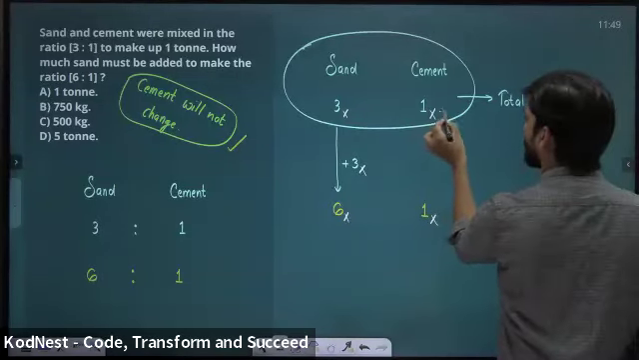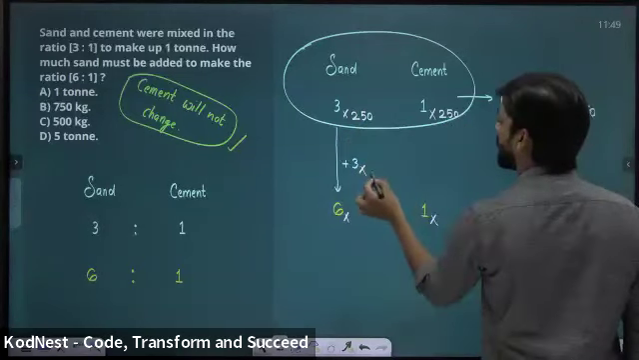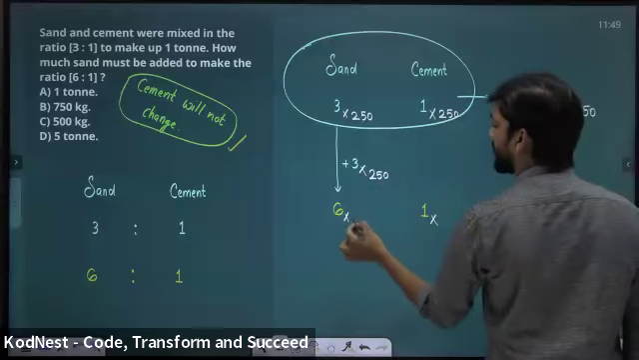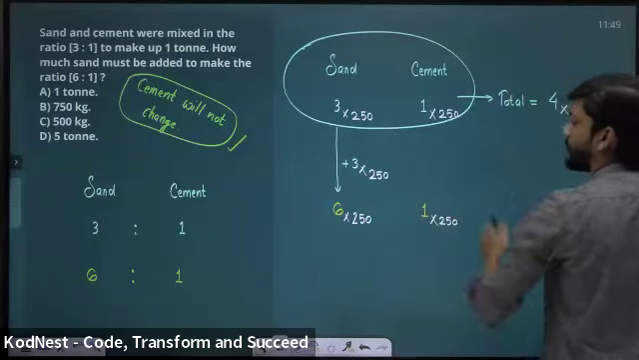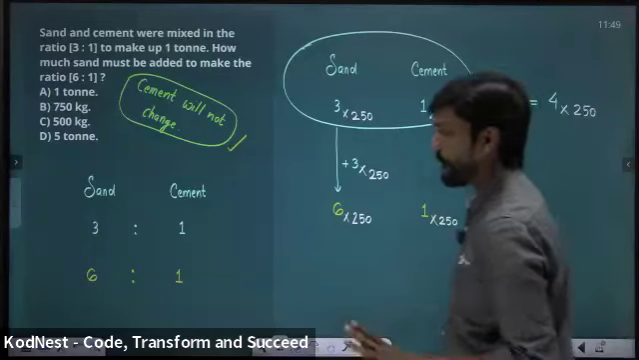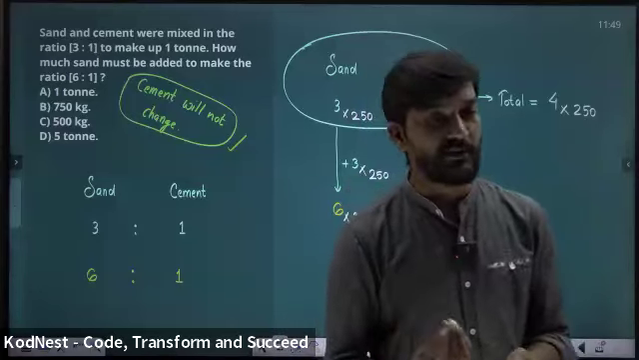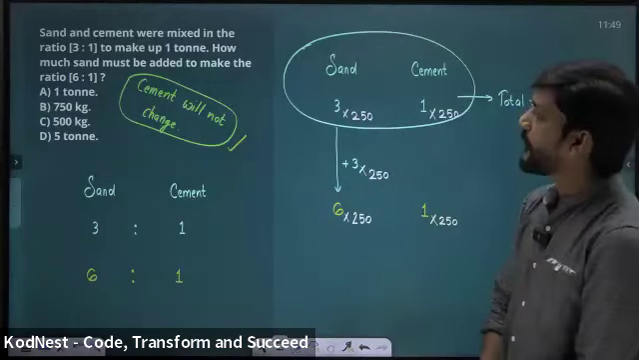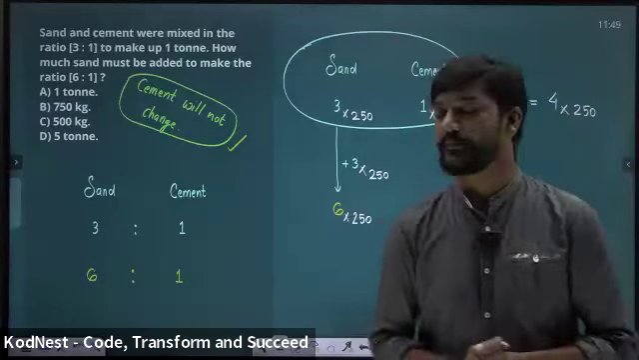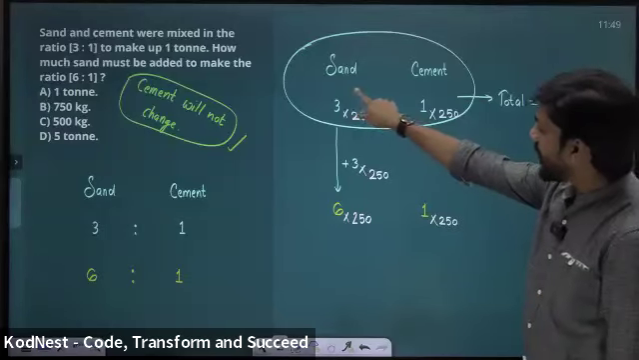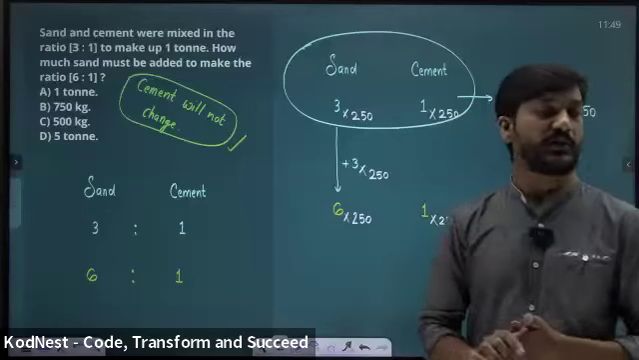Okay, matching. So 250 into 1, 250 into 3, 250 into 6, 250 into 1. All right. Now answer, please. I have to read the question and see which value they are asking. So many values are there. So which value they are asking? How much sand is added? Will you say this is the sand added? Or will you say this? What is the sand added?